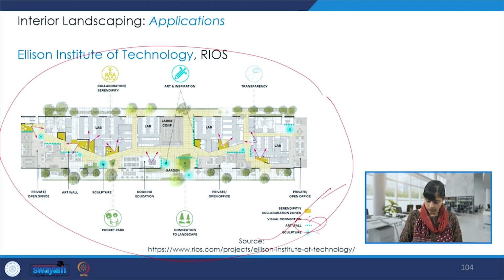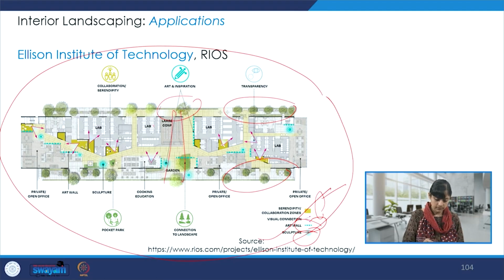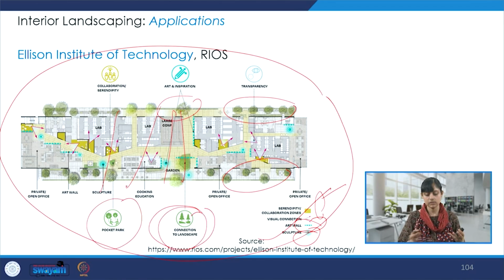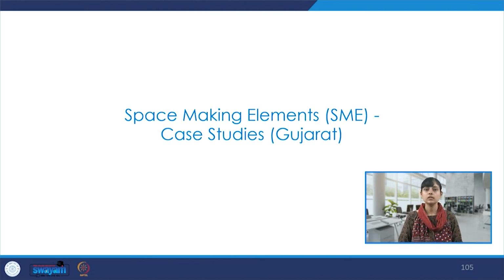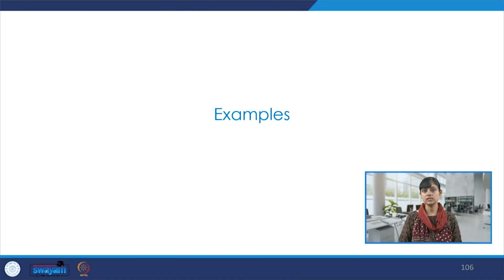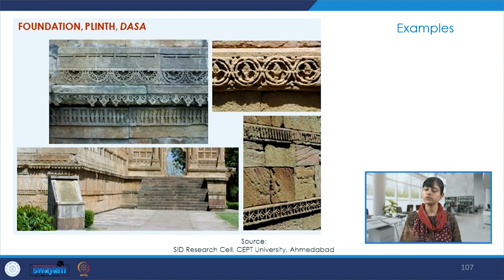There is an art wall, there is a sculpture, and there are lots of landscaping elements over here. And it does create a very, very contemplative and interesting environment. There is a connection to landscape, there are pocket parks. So one could come out of offices and use these restorative spaces, for well-being and taking a break from work, etc.